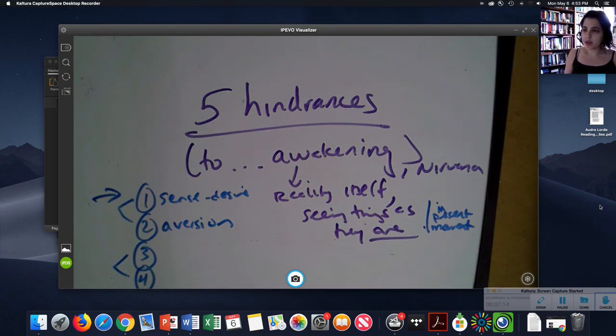This experience is okay, but God, I wish the fluorescent lights weren't so bright. So it's always, unlike sense desire, aversion is trying to push something out of the experience.